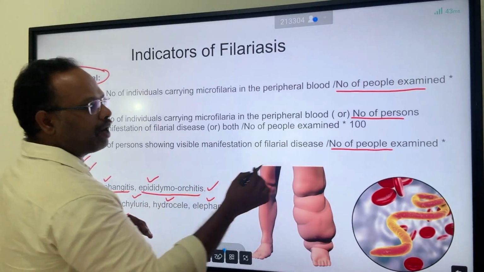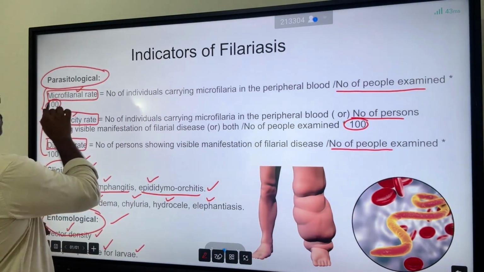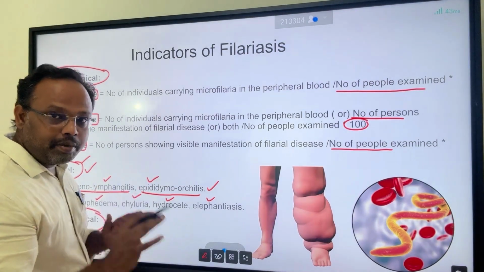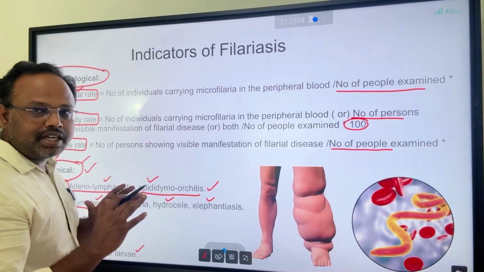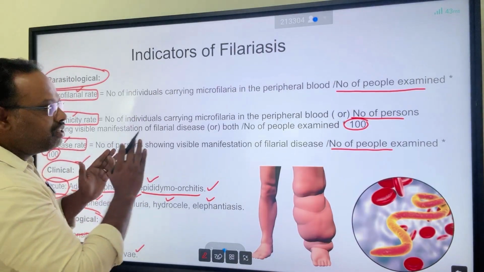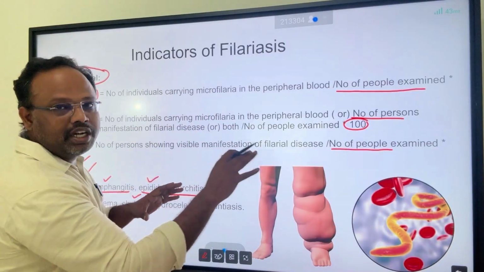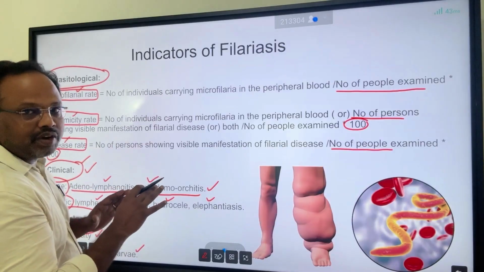And all the parameters have the multiplication factor as 100. So you don't have to get confused. All the parameters have the same denominator and the same multiplication factor. Then the numerator: we all have to understand the fact that all the disease rates are named based on the numerators only. So we have to remember the denominators only. The denominator here is number of people examined, and the multiplication factor is 100.